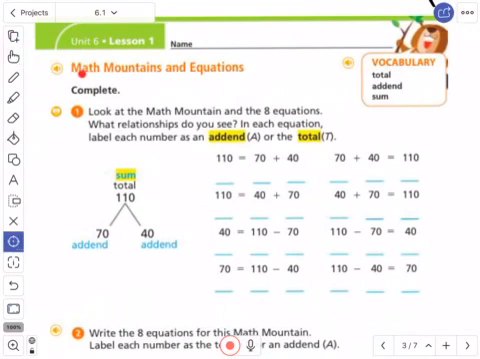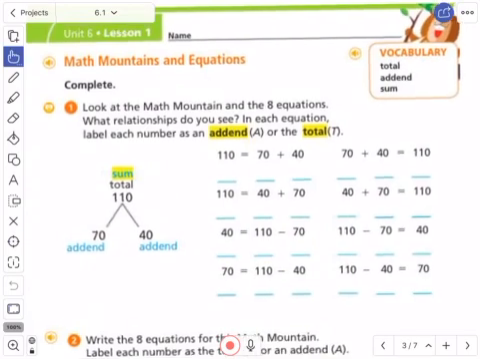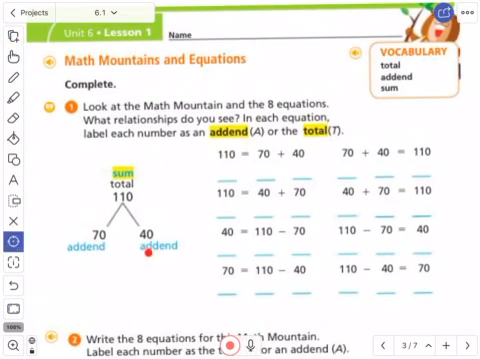But starting at the top in that orangish writing, it says Math Mountains and Equations, complete. Look at the math mountain and the 8 equations. What relationships do you see? In each equation, label each number as an addend or a total. And so this is going to be really, really helpful as we get into the multi-step or single step word problems. The ability to be able to figure out, okay, which ones are the addends.